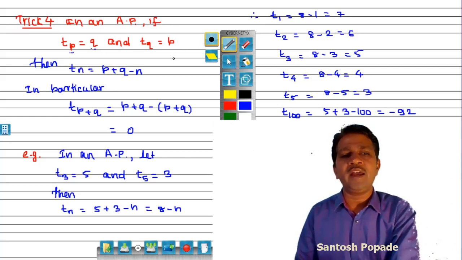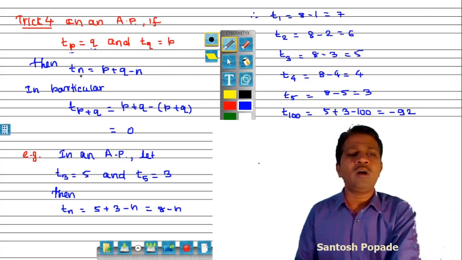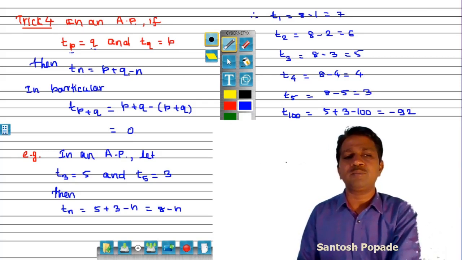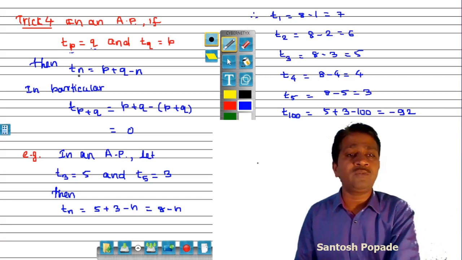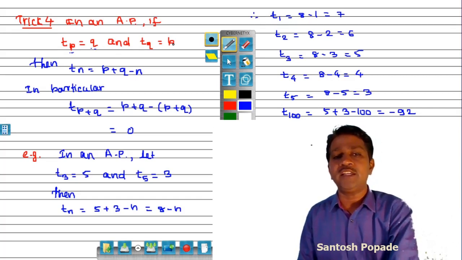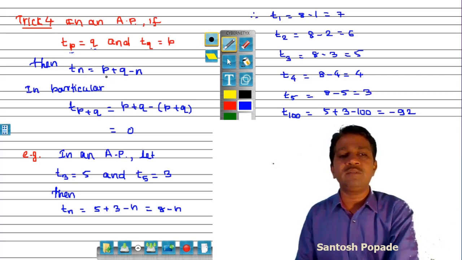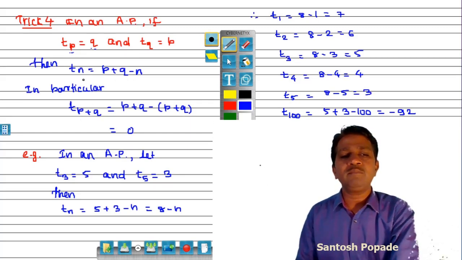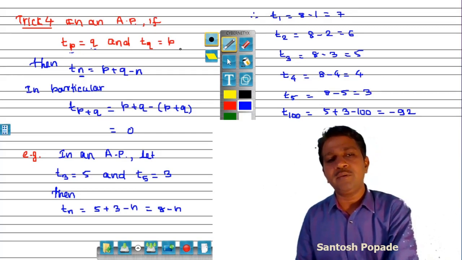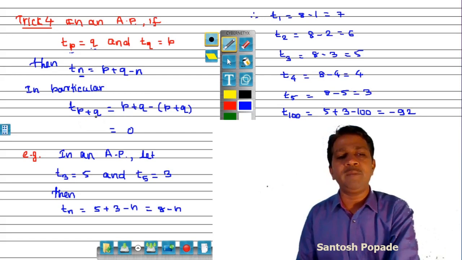In that case, I can obtain any term of this sequence by using this formula. If I need to find the nth term of such an AP in which Tp is q and Tq is p, then the nth term is given by p plus q minus n. So in particular, if I need to find T(p+q), replacing this n by p plus q here, I will get 0.